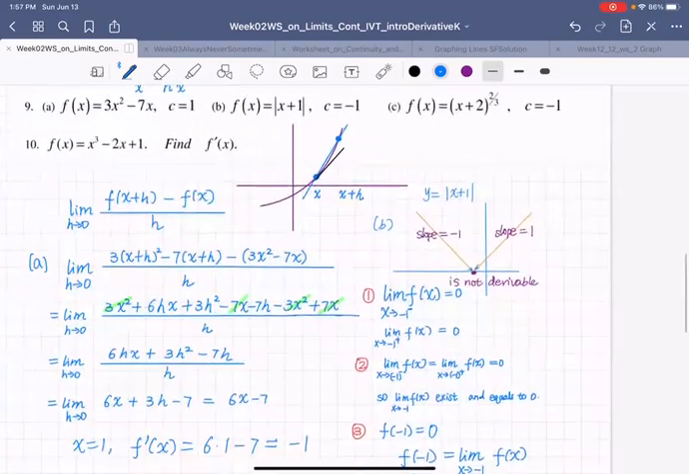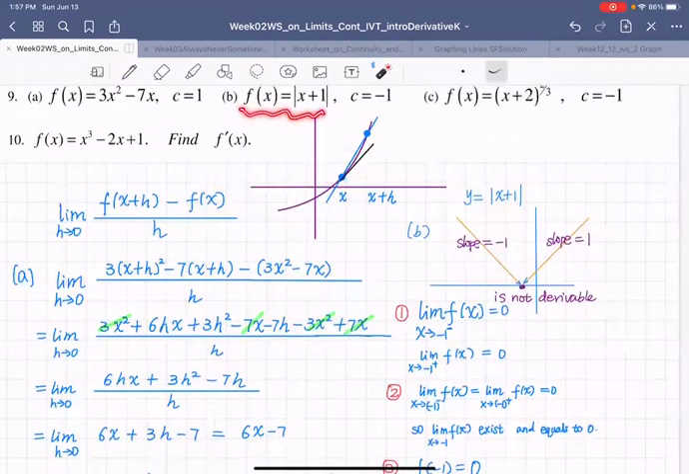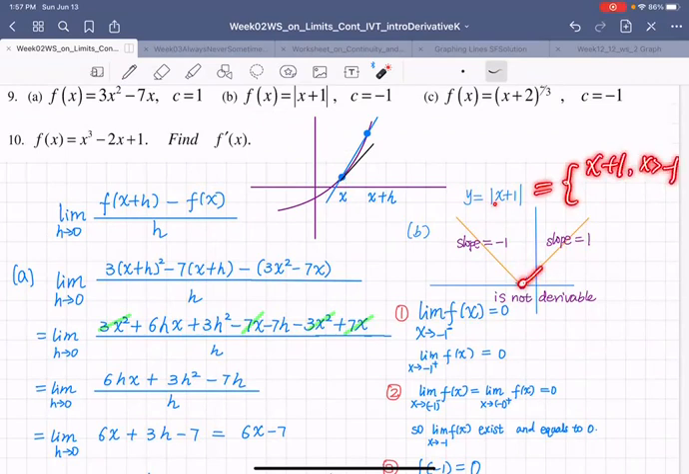For part B, we have to be very careful, okay? f(x) is defined as the absolute value of x plus 1. For this one, we can draw the absolute value function. The absolute value of x plus 1 is going to look like this, because when x equals negative 1, y equals 0. To the right, this guy equals x plus 1 when x is bigger than negative 1. So this guy has a positive slope of positive 1.